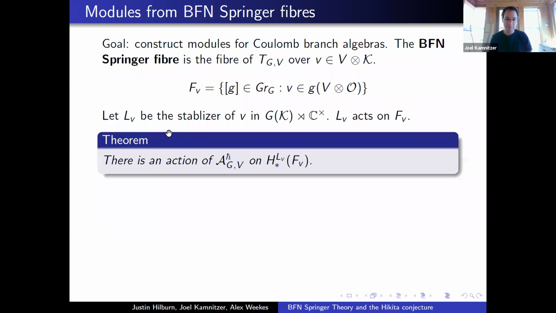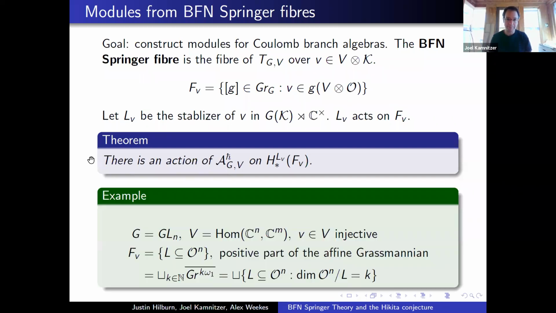And so this is the BFN Springer fiber. It carries an action of the stabilizer of V. So V has some stabilizer in G of K semi-direct C star, and that group acts on this Springer fiber, and then we can consider equivariant homology. The theorem we proved with Justin and Alex is that there's an action of this Coulomb branch algebra on the equivariant homology of this Springer fiber.